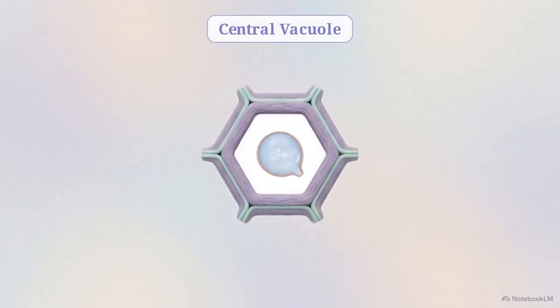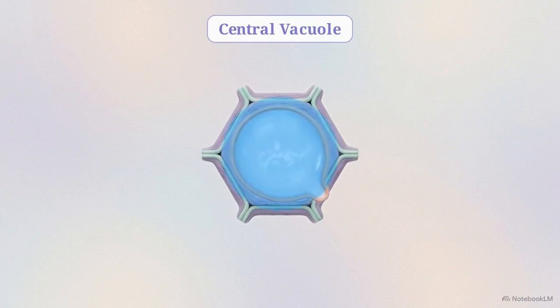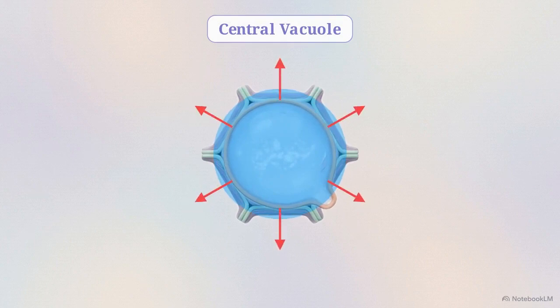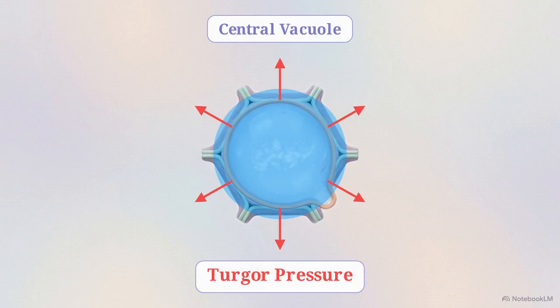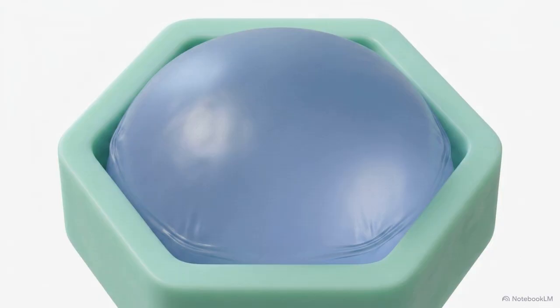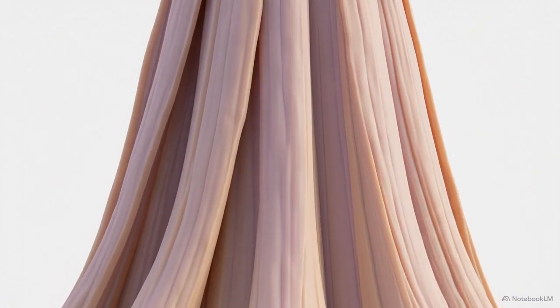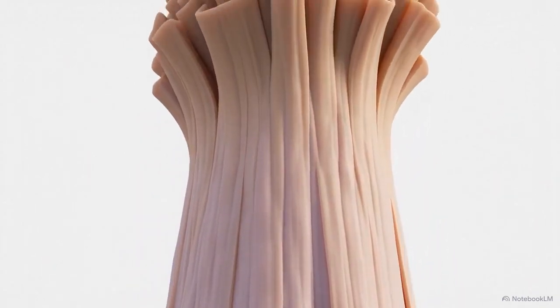To maintain their shape, plant cells use a massive compartment called the central vacuole. They fill this vacuole with water and dissolved nutrients, which pushes outward against the rigid cell wall. This creates a strong internal hydrostatic pressure, known as turgor pressure. The combination of outward pressure from the vacuole and the unyielding boundary of the cell wall is exactly how towering organisms, like giant redwood trees, manage to stand completely upright without a single bone in their bodies.